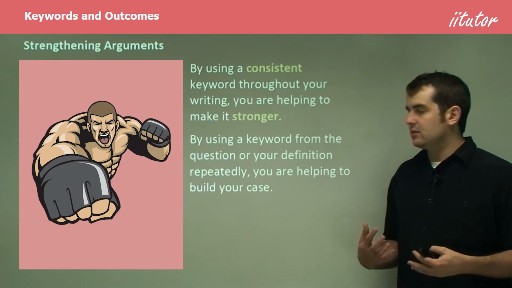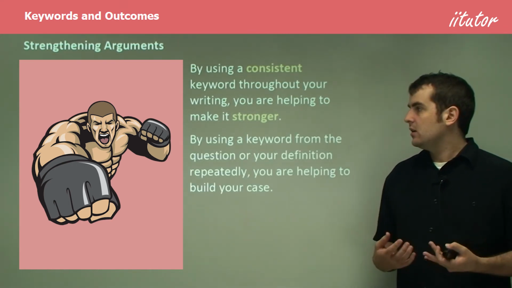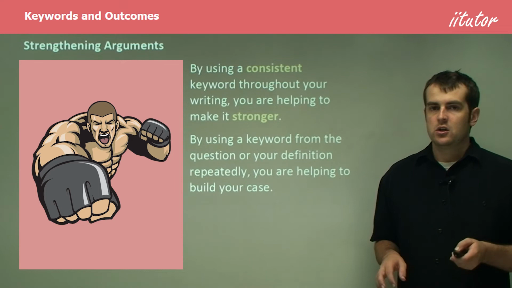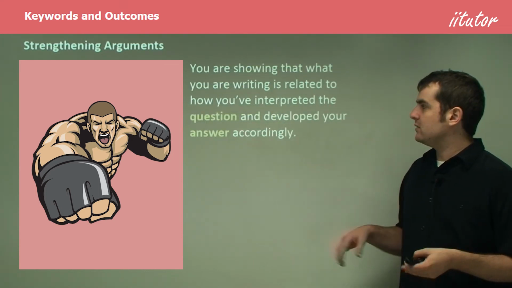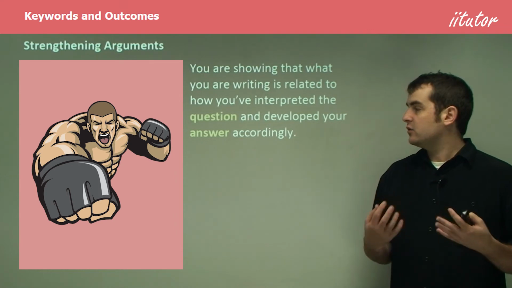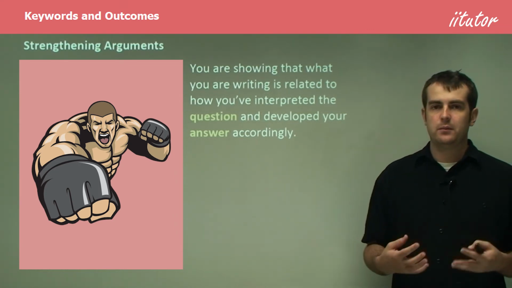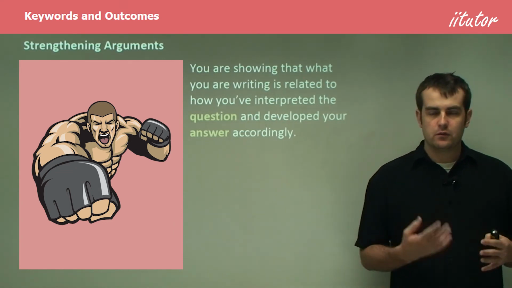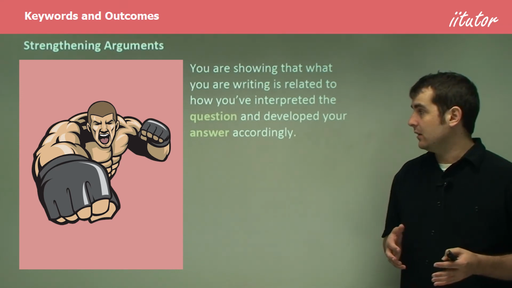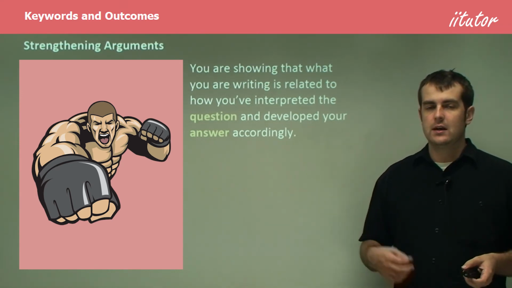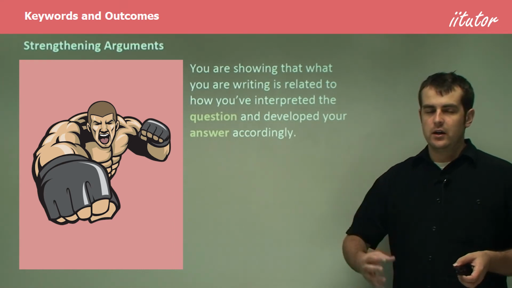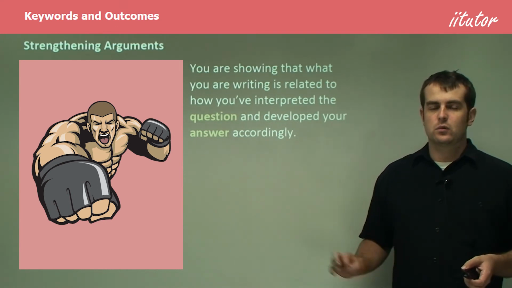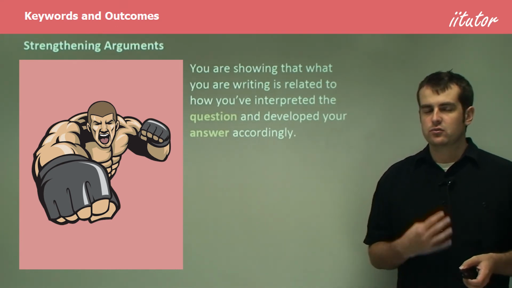By using it repeatedly, you're helping to build your case continuously, keeping it consistent, which is, again, one of those factors which is helping you to strengthen your argument. You're showing how what you've written and how you've interpreted it is related to the question and how you've developed your answer. So as I mentioned before, by the way you link it back to your discussion, and by the way that you refer to things continuously and consistently, essentially you're proving that everything that you've written in your discussion, so those ideas, the evidence that you've used, the way you've understood the question, is related to the question. That it's not something that you're just writing to fill up pages.